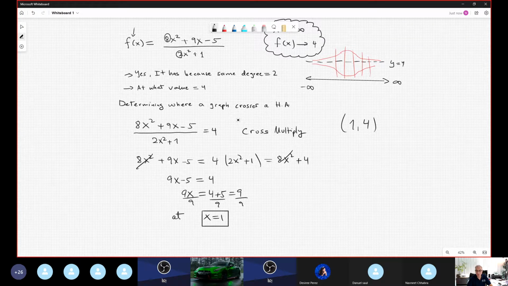Oh, professor, where does that 4 come from? Because the horizontal asymptote is at y equals 4, no? Remember, 4 is the value that I supposed here in the equation. Good? And this is very, very important. Very important point.